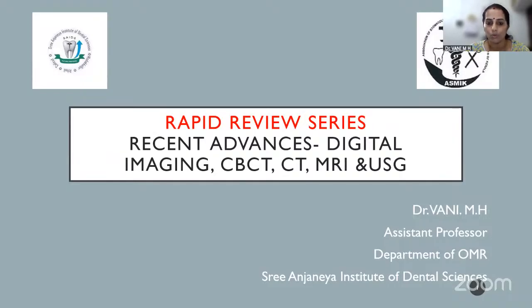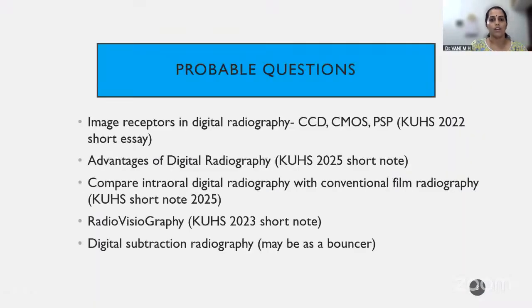Okay, so let's go through each topic, highlighting how you have to present your answer for the questions. First, we'll come to digital imaging. The previously asked questions were image receptors in digital radiography, including CCD, CMOS, PSP, etc. That was repeatedly asked in KUHAS. So it can come up as an essay on image receptors in digital radiography, or individually CCD, CMOS, or PSP. The principle can be asked as a short note.